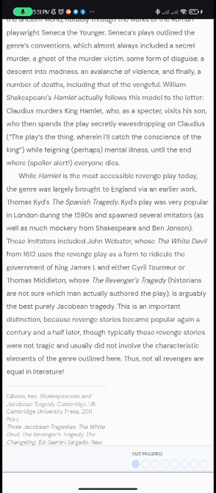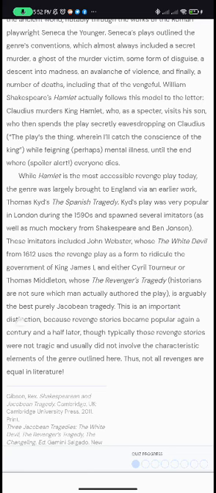Those imitators included John Webster, whose The White Devil from 1612 used the revenge play as a form to ridicule the government of King James I, and a serious story, The Revenger's Tragedy. Historians are not sure which man actually authored the play, which is arguably the best purely Jacobean tragedy.